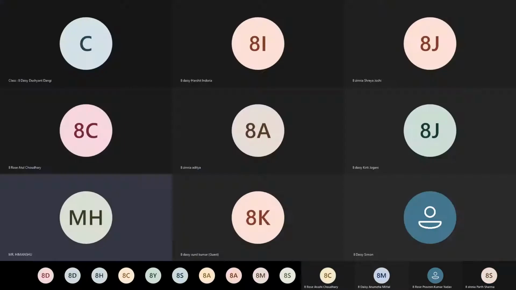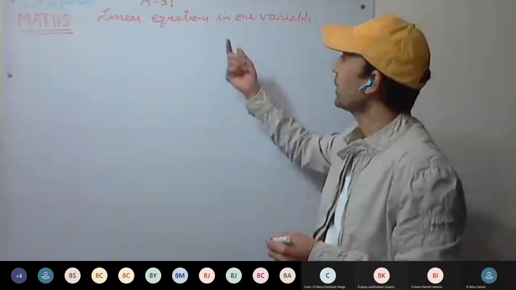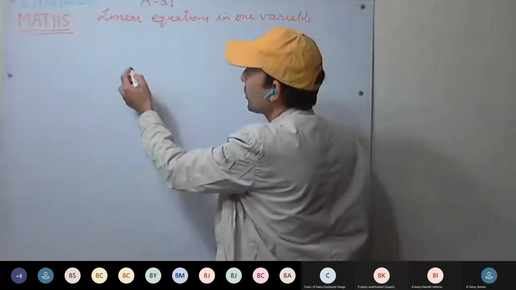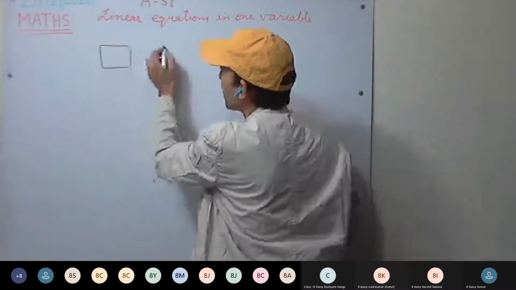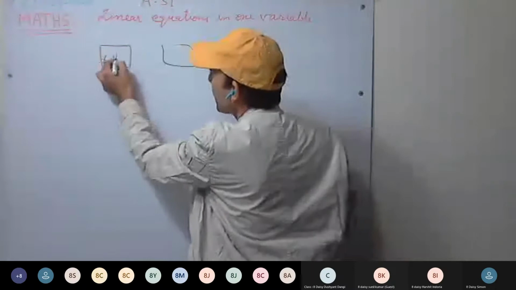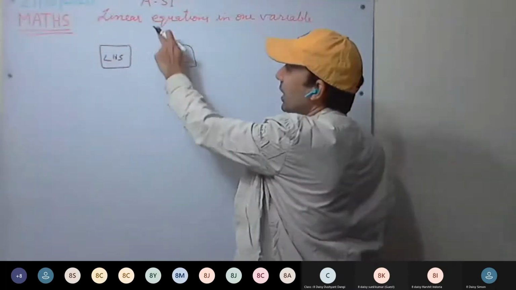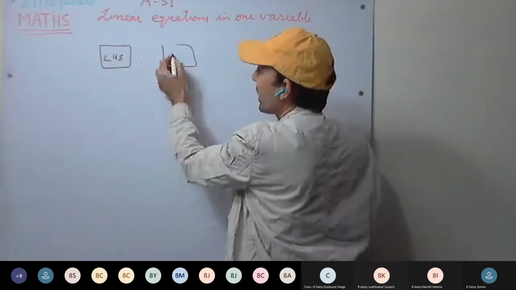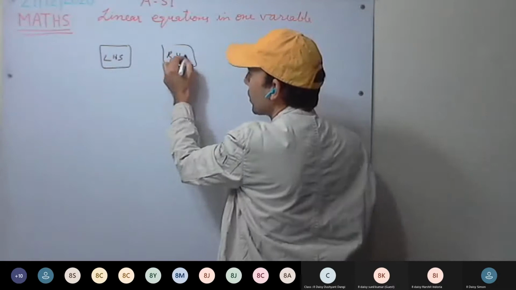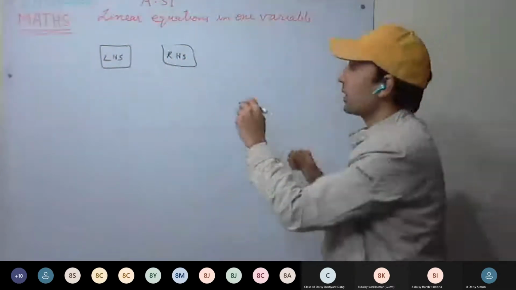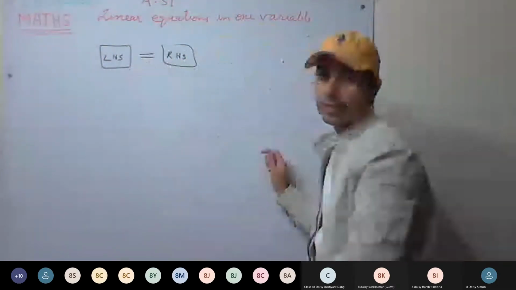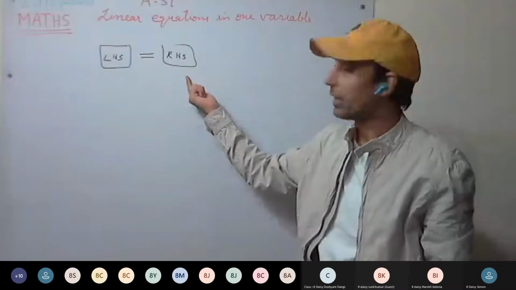We'll be discussing linear equations in one variable. It means we're having equations. Equations means there are two sides. On the left hand side, some algebraic expression is there. Similarly, on the right hand side. And how are they related? They are related by the equal sign.